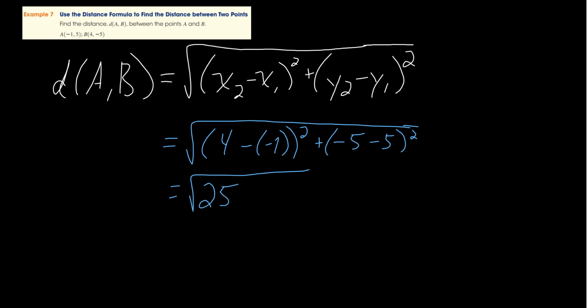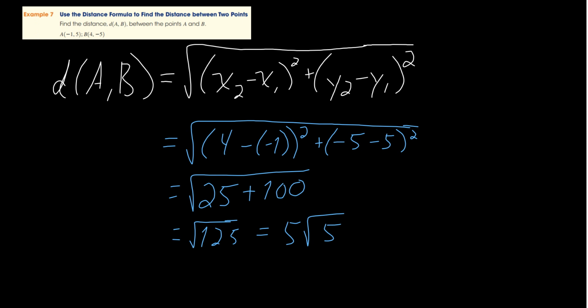And we've got plus, what is negative 5 minus 5? Well, negative 5 minus 5 is negative 10. Negative 10 squared is 100. So we've got the square root of 125, which we can reduce to 5 times the square root of 5. And so that's the distance between these 2 points.